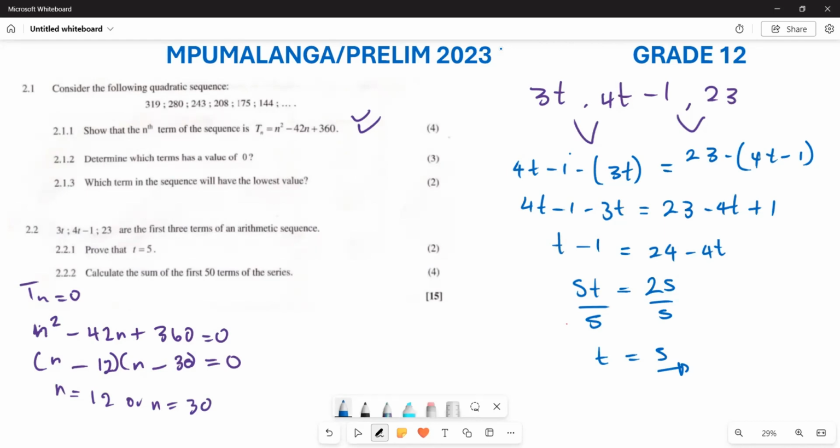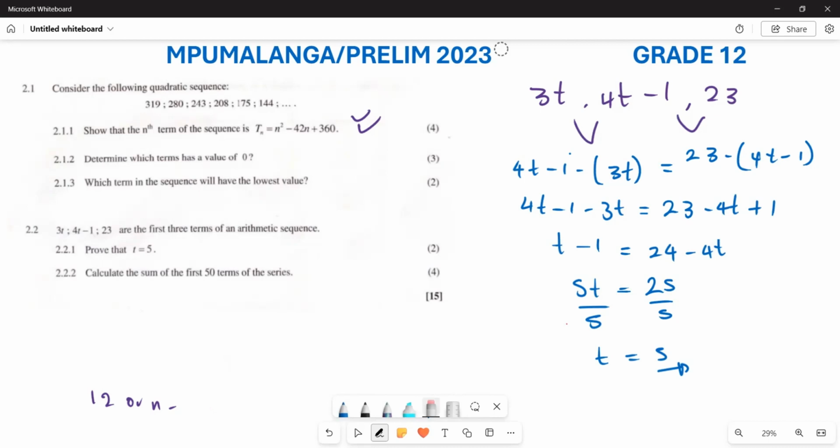Now, let's look at the last question. They say, calculate the sum of the first 50 terms of this series, right? To calculate the sum of the first 50 terms is going to be very easy. But how can we do that? In order to do that, you need to firstly find out the first 3 terms and find out the value of your a and also the value of your d, right?